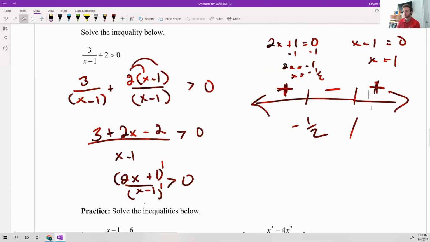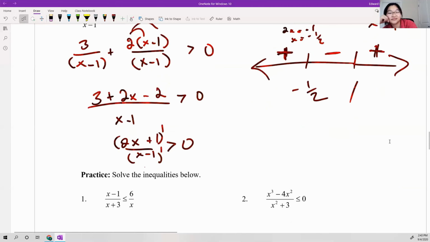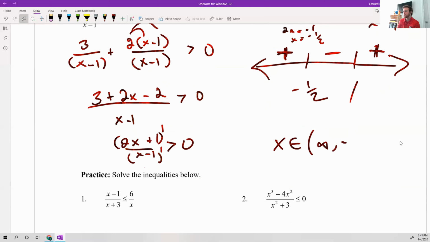All right, I do not believe we're done with this problem. We want to write our answer out. We're looking for when it's positive. It's positive from -infinity to -1/2. And are we including -1/2? No, because we're using strictly greater than. If we were having greater than or equal to, then we would have a square bracket. But for 1, we wouldn't.